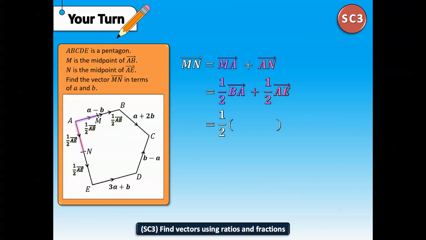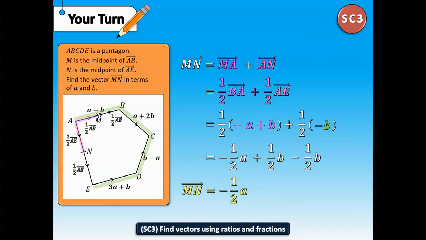So BA is minus A plus B, and AE is A to B plus B to C plus C to D plus D to E, which is all minus B. We then expand the brackets, so by timesing both brackets by a half, which simplifies to minus a half A.